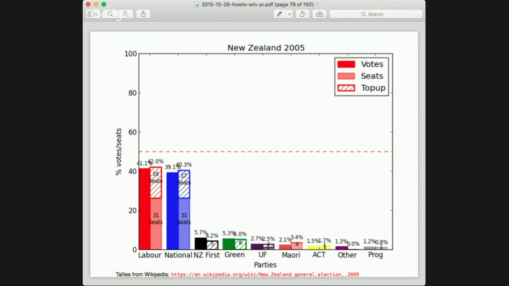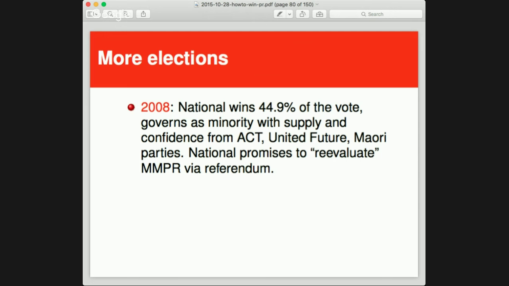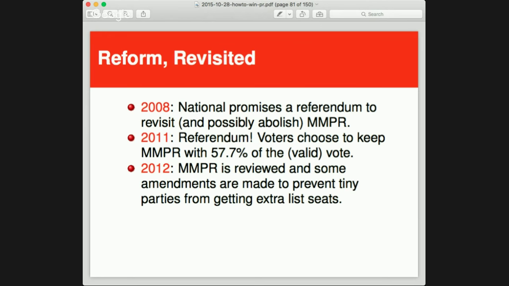National's getting nervous. National says, okay, we won in 2008 and we are promising to reevaluate mixed member proportional. Well, it's not seeming to work so well for National, and they want all the power. They don't want just 44.9% of the power. So then it's referendum time again. So here's what they do. They promised the referendum in 2008. In 2011, there's a referendum. Mixed member proportional wins. And then in 2012, it won, so they're keeping it.